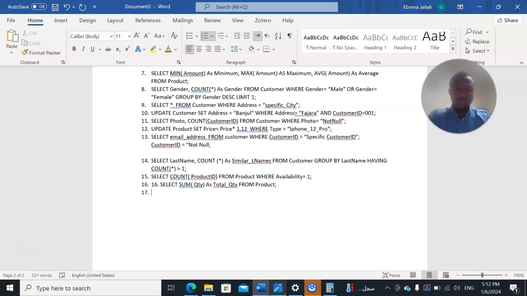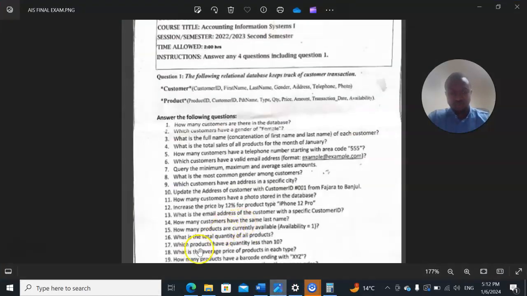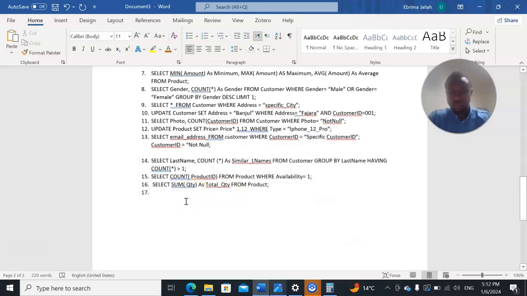All right, so let's move to question number 17. Question number 17 says, which product has a quantity less than 10? So we want to know which product has a quantity less than 10. So we are going to say select what? Sorry, number 17.